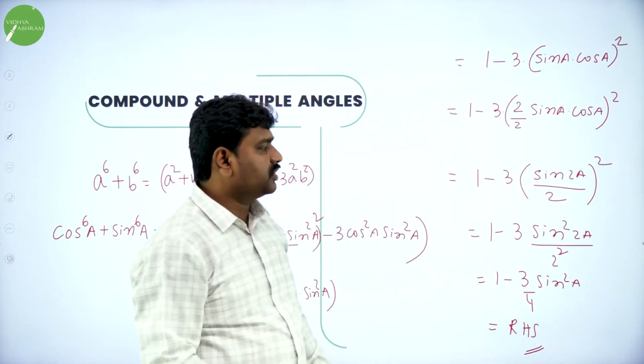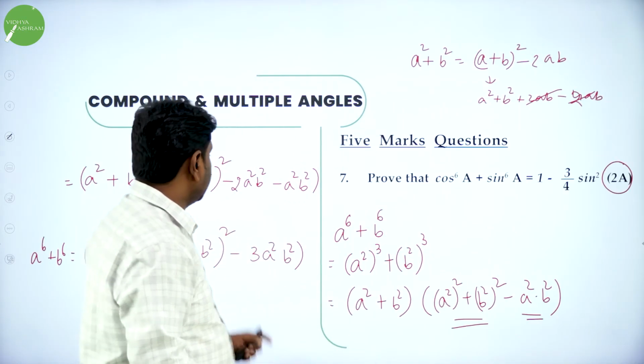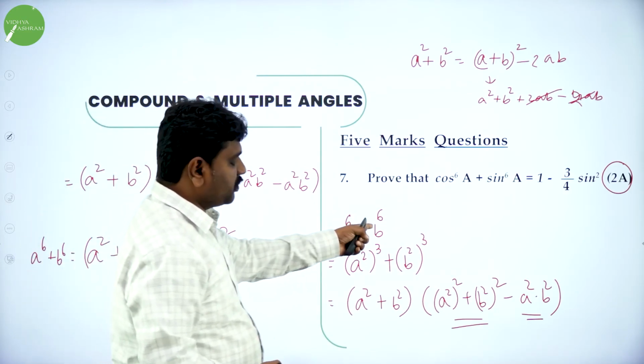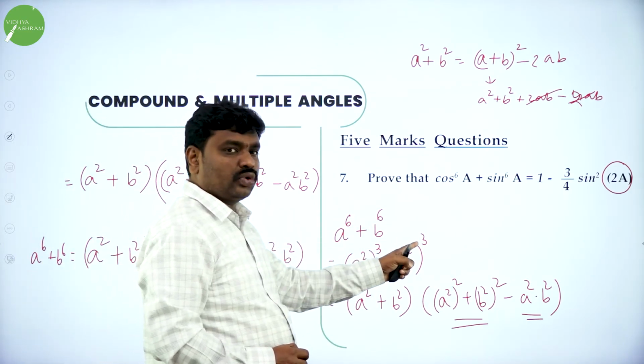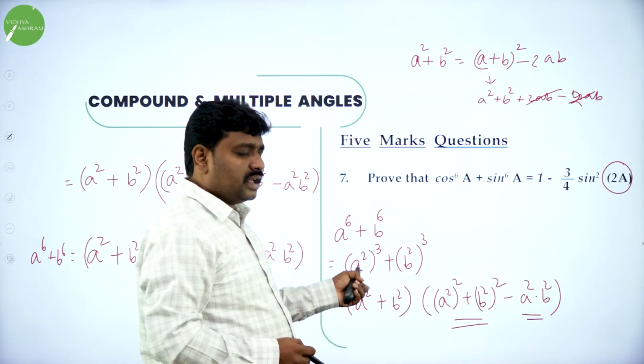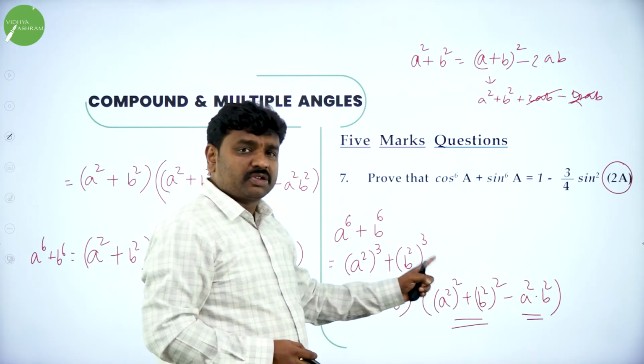Hence the proof. One of the good problems. Here we used the identity: a power 6 plus b power 6 can be written as (a square) whole cube plus (b square) whole cube. a cube plus b cube can be written as (a plus b) into (a square plus b square minus ab).